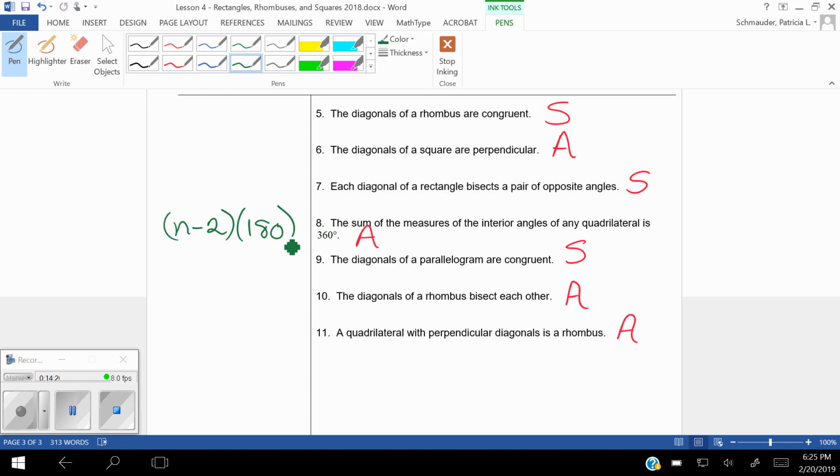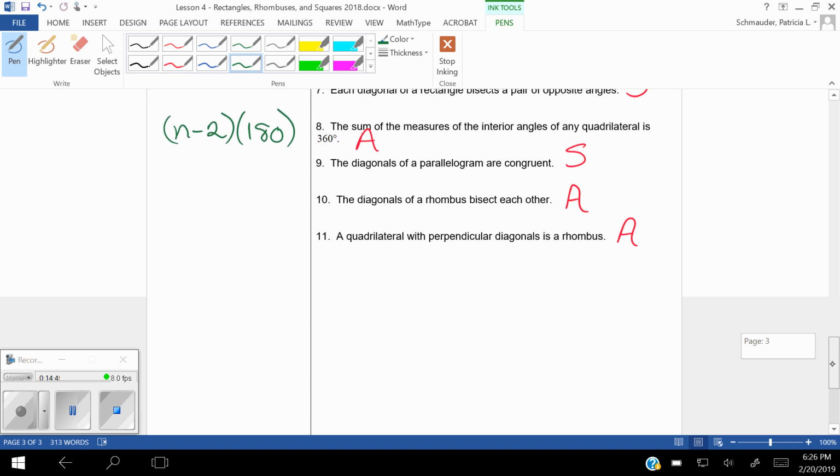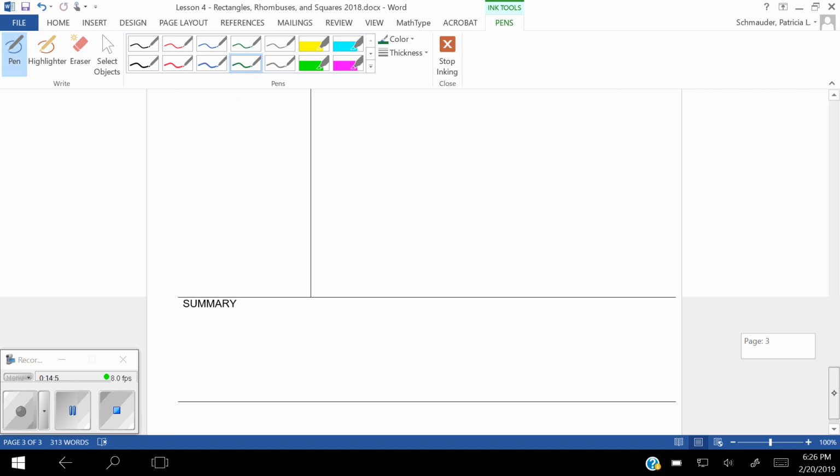Number 10, the diagonals of a rhombus bisect each other. Always, right? Because a rhombus is always a parallelogram, and the diagonals of a parallelogram, every parallelogram, bisect each other. And finally, a quadrilateral with perpendicular diagonals is a rhombus. That's always, right? We had a theorem that told us that if a quadrilateral is a rhombus, then its diagonals are perpendicular. Okay, so that's it for rectangles, rhombuses, and squares.